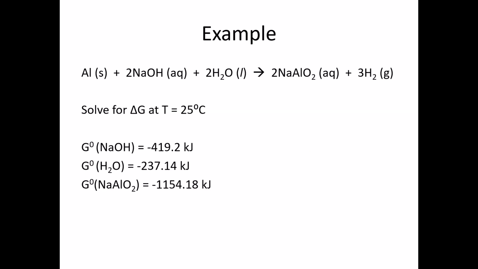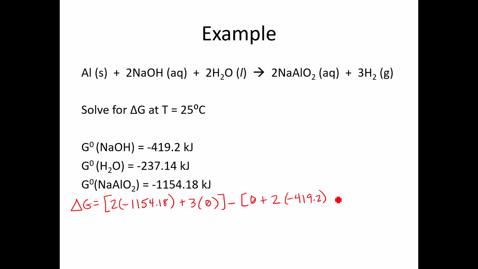Alright, so we'll do an example to calculate for delta G. Alright, so we're going to do products minus reactants. 2 times negative 1154.18 plus 3 times 0, because H2 gas is elemental. Alright, then subtracting the reactants. Aluminum solid, also elemental, so that's 0. Plus 2 times negative 419.2 plus 2 times negative 237.14.